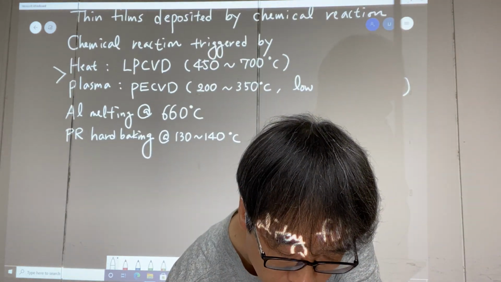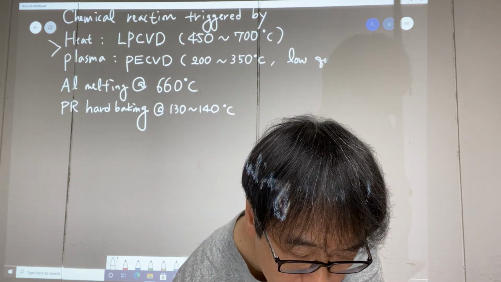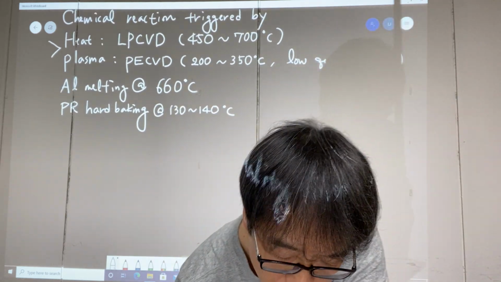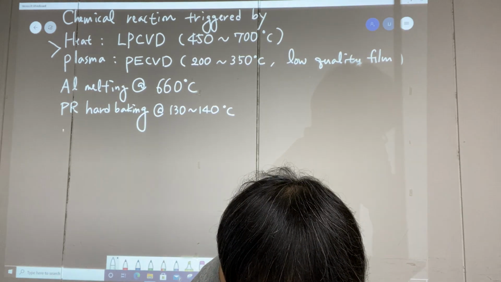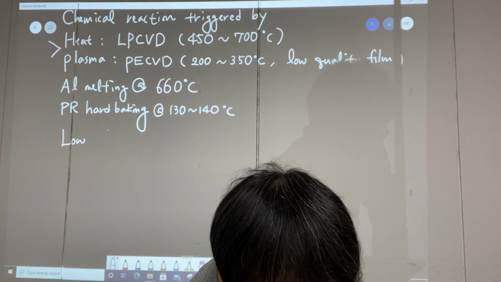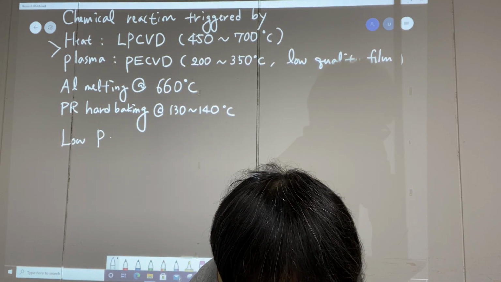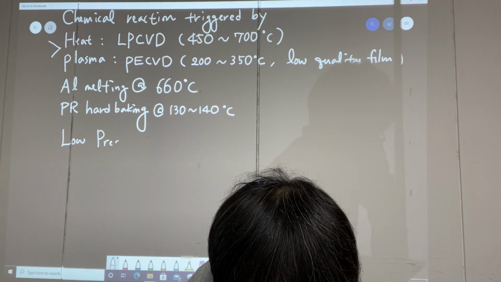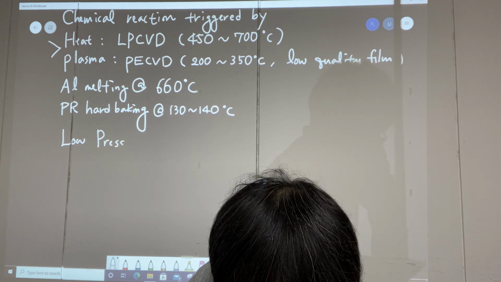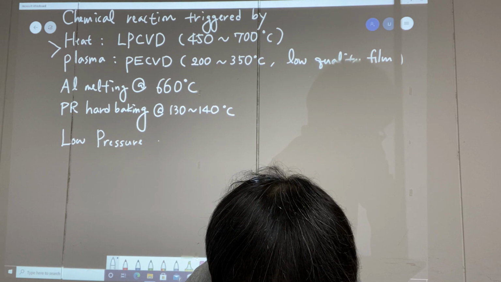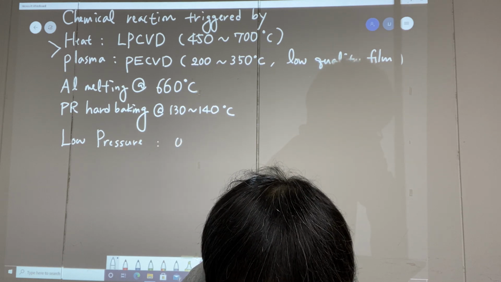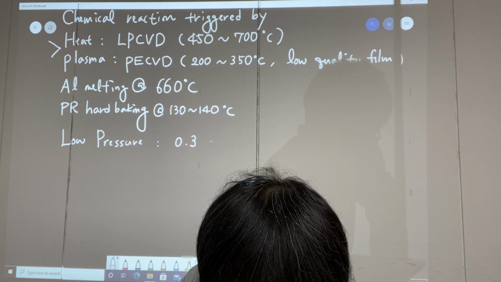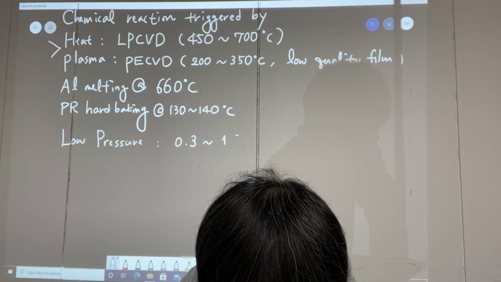And one of the important characteristics of this LPCVD is obviously low pressure, right? How low is the low pressure? Not super low, but still very low. In terms of torr, it will be somewhere between 0.3 to 1 torr.